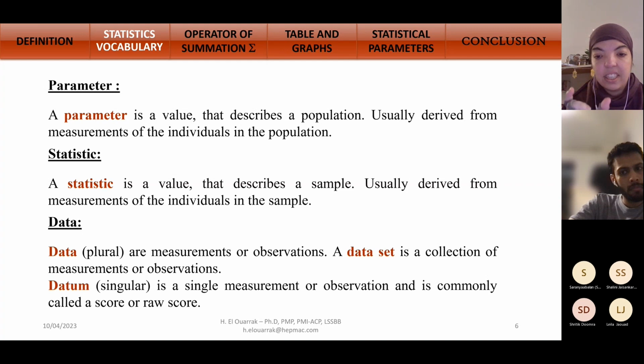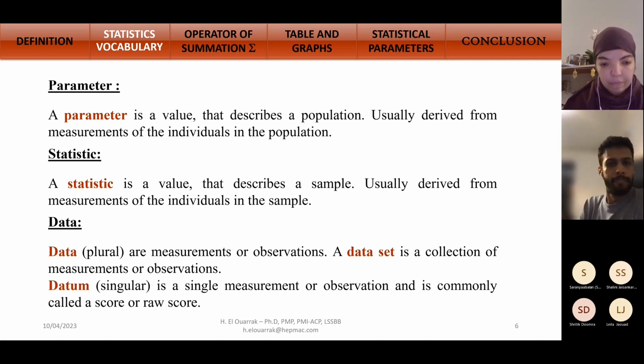Finally, datum is just a single measurement, but we rarely use datum. We usually use data to refer to a set of observations, because we're not interested in just one measurement. One measurement doesn't make any sense. If you tell me that someone has 10 cups of coffee a day, that doesn't mean anything unless you put this person with other individuals and then compare the intake of all these individuals. Does that make sense?